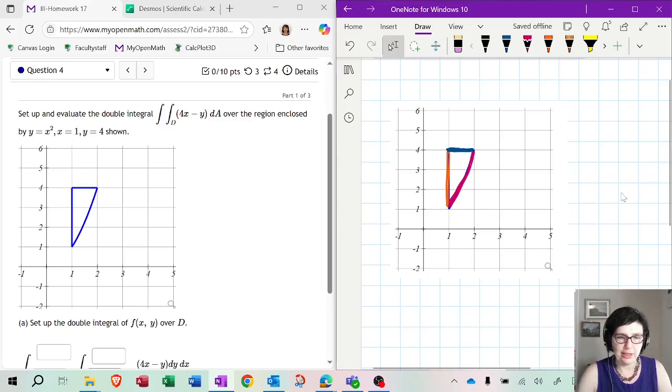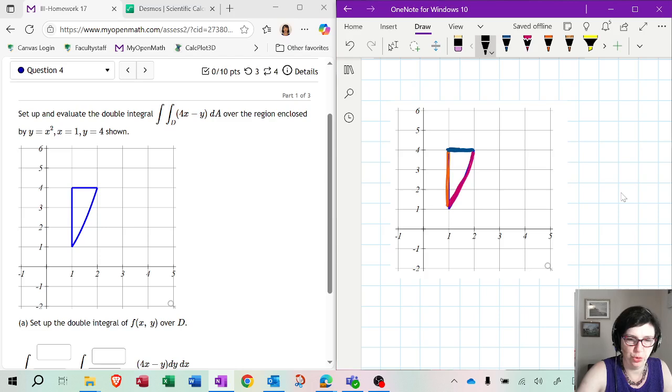Okay, guys, in this video, we're going to look at integrating a double integral over the following region. So I went ahead and drew the curve. So we got y equals x squared. The red is y equals x squared. The blue is a horizontal line, y equals 4. And then the orange is the vertical line, x equals 1. So the region is enclosed by these lines and a curve.